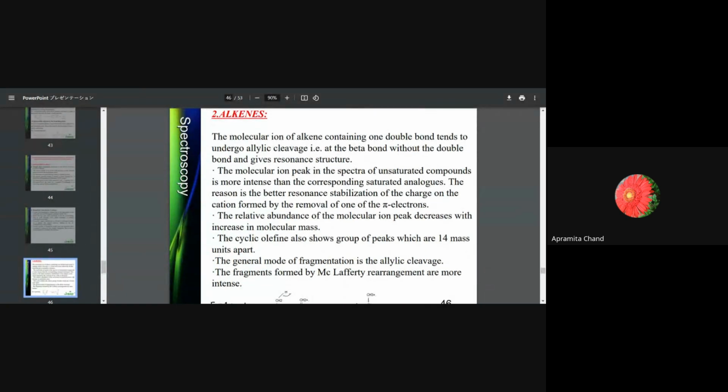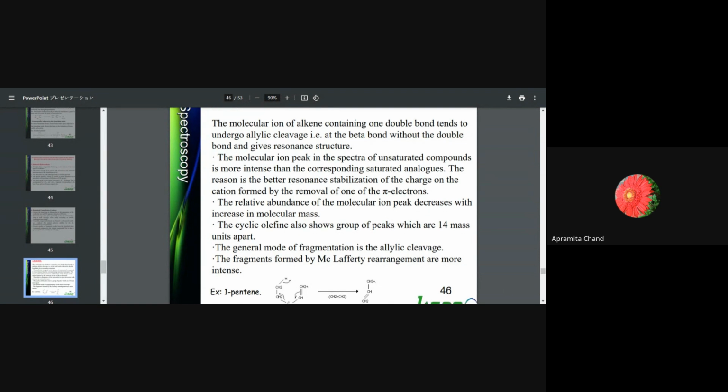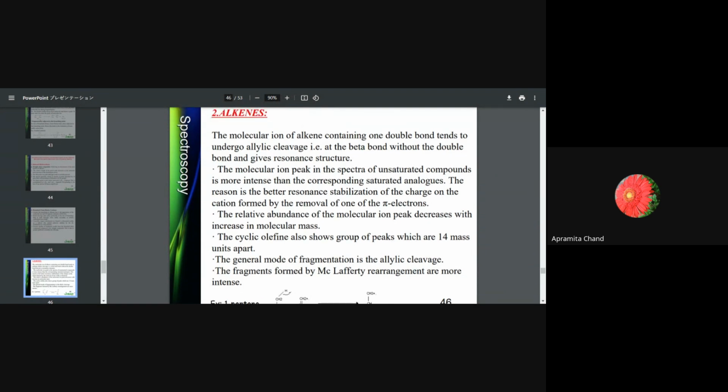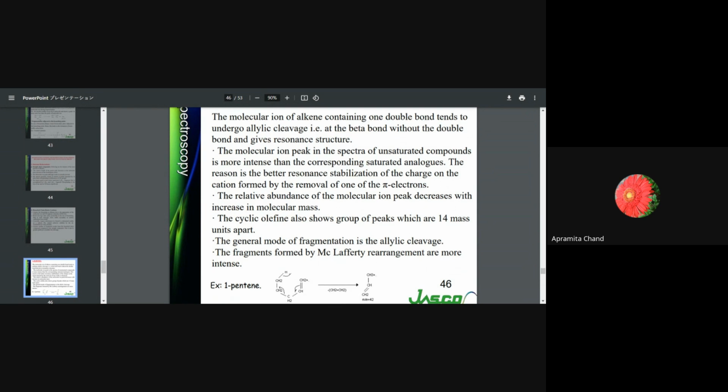So alkenes में क्या खासियत है? The molecular ion containing one double bond, they will tend to go allylic cleavage and they will give a resonance structure. So the molecular ion peak will be more intense than the saturated analogs, अगर unsaturated compounds में वो पाए गए. ठीक है, molecular ion peak will be more intense than the saturated analog, that is alkenes से alkene का better रहेगा, because after the removal of one of the pi electrons उसका resonance stabilization ज्यादा होता है.